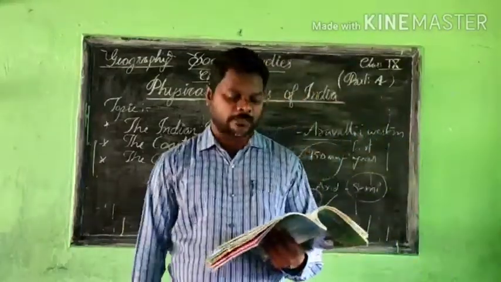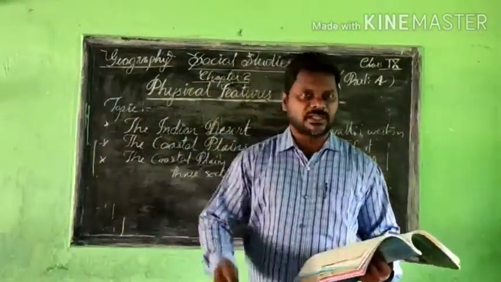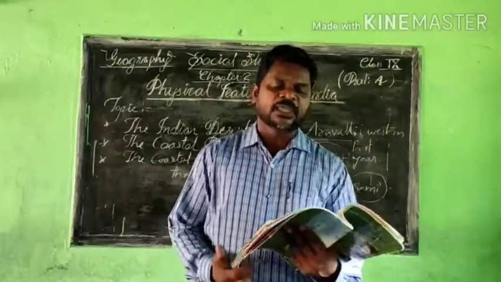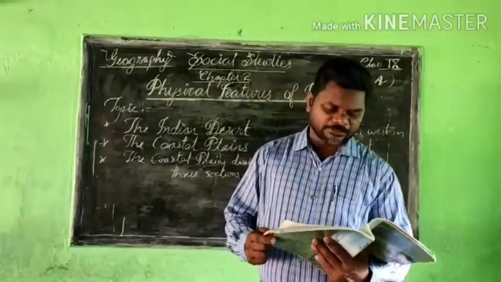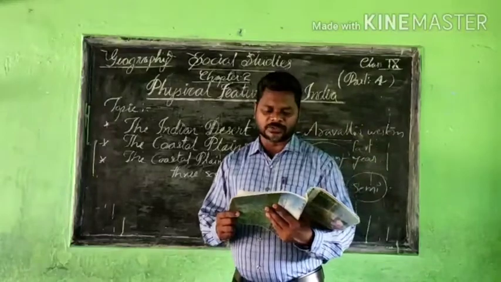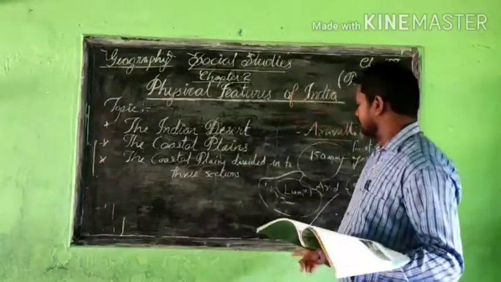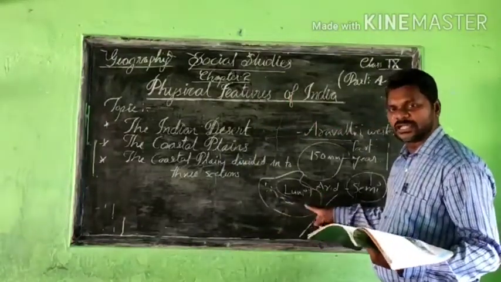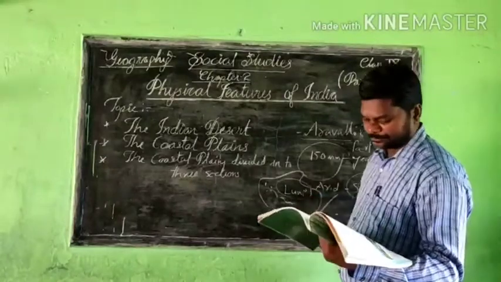Completely sand dunes are available, and this is rich in minerals. This is the information we are getting about the Indian desert. And Luni is the only large river in this region. One of the main rivers from this desert area is called Luni.